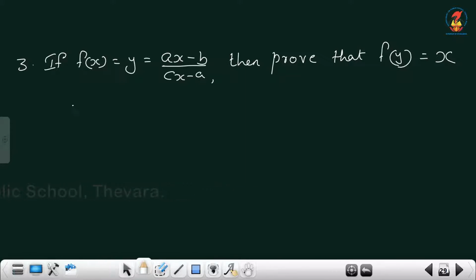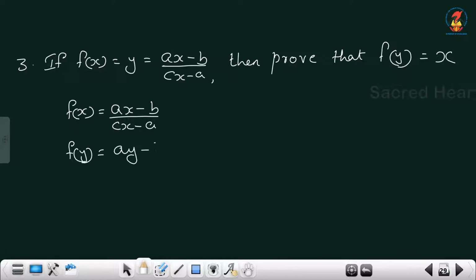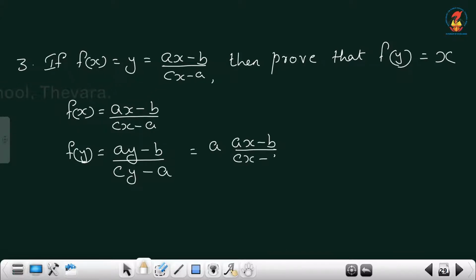f of x is given. Okay, f of x is given as (ax minus b) by (cx minus a). So in the same manner, how do we write f of y? (ay minus b) by (cy minus a). Again, y is the same as this (ax minus b) by (cx minus a). So for this y we can give. So this is one technique. There is one more method. So a into, for this y I am giving that (ax minus b) by (cx minus a).